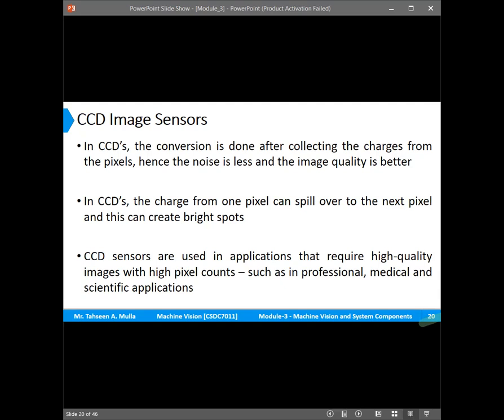The charge from one pixel stored in the next pixel can spill, right? That can be leaked. The moment the pixels are leaked, you may get some bright spots because it will be mixed up with the other nearest neighbor pixel. So there might be bright spots created. It can be used in various applications, as in high quality images with high pixel counts. Even though you stretch out your image, zoom out, the pixel quality will remain the same. So this will be used in your professional cameras and medical imagery and some kind of scientific applications.